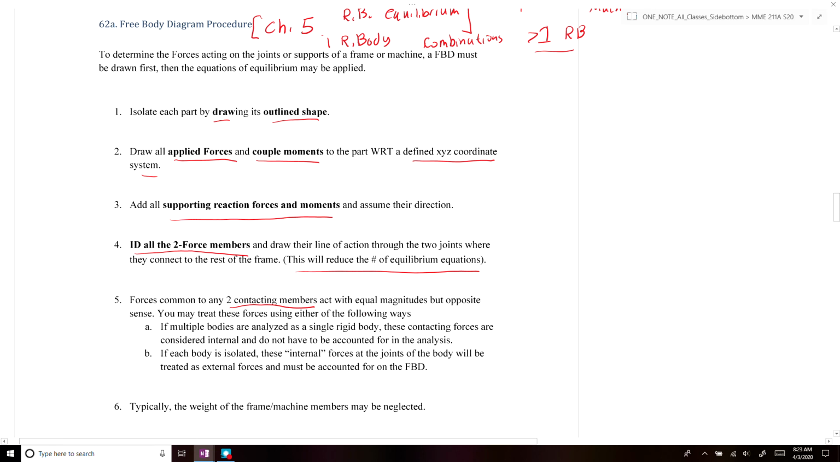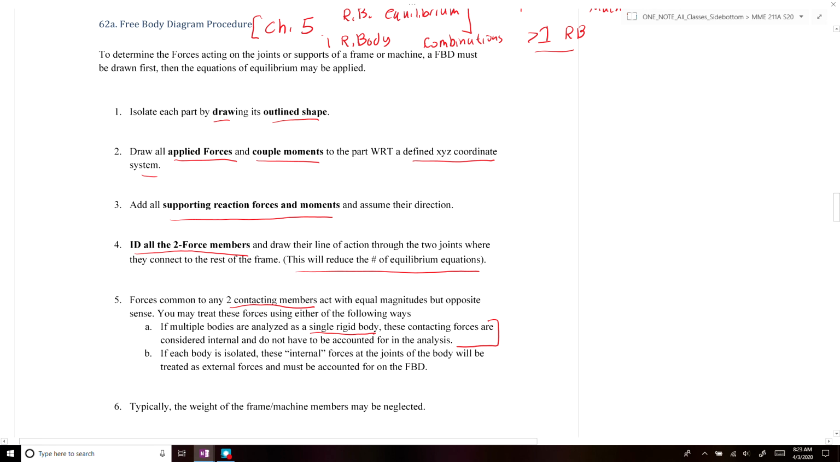So you can treat these forces in two ways. You can analyze multiple rigid bodies as a single rigid body, meaning that you can just draw the free body diagram of everything within it. We just did that technique when we were analyzing a truss. We took the entire truss, all the members that are connected together, and treated it as a single rigid body, and then we could ignore all the internal forces.